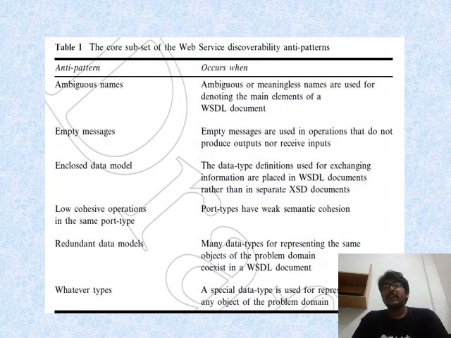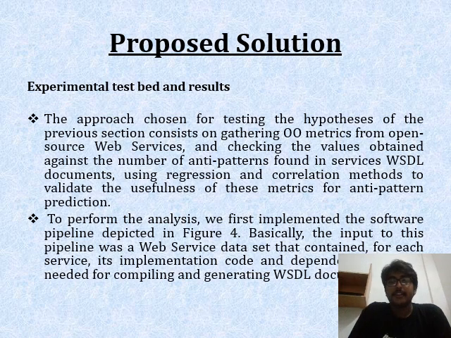The table is about the core subset of the web service discoverability anti-patterns. There are different types of anti-patterns, and when problems occur, these anti-patterns are used as a solution to the problems that occur in the WSDL document.